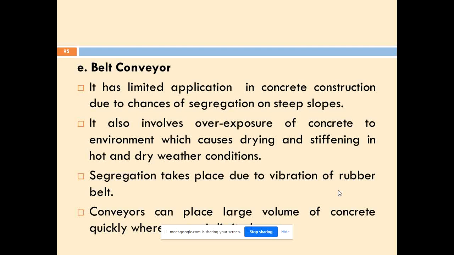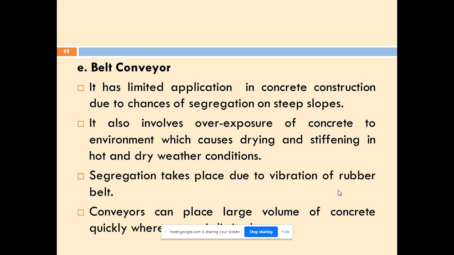So segregation may take place due to vibration of the rubber belt, as I already told. Where the belt is conveyed, there will be vibration, because if the concrete has to travel through the belt, there will be a motor. If it is transported by electrical means, there will definitely be more chances of the concrete segregating because of the vibration. Since it travels through steep slopes and the belt passes over wheels, there are chances of segregation.